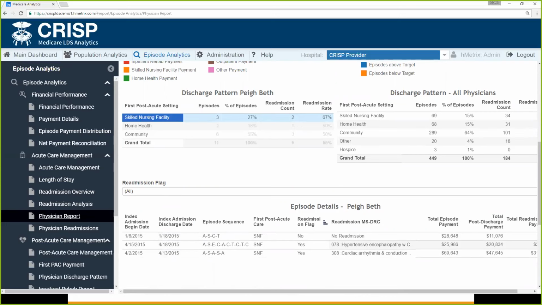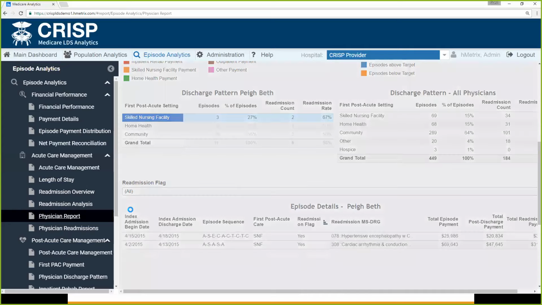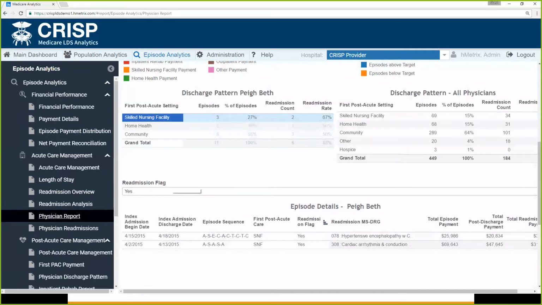Again, this is only three episodes, but if you wanted to filter it down more, you could even say that you want only the readmissions, so this readmission flag filter. That limits it down to just the two episodes that had a readmission. We see one of these is actually fairly expensive, $69,000. So maybe you want to know a little bit more about that episode.